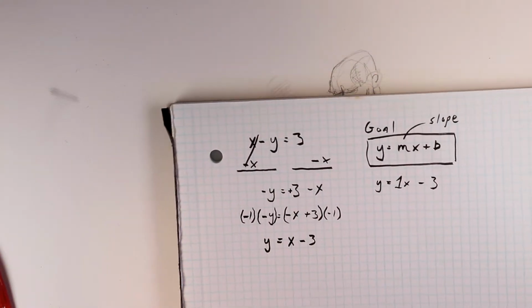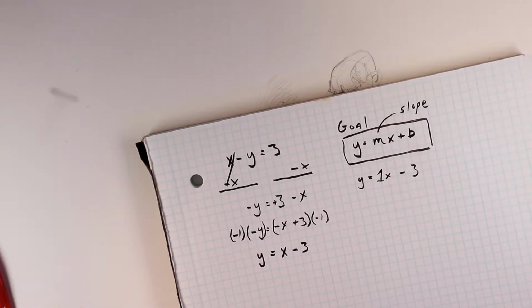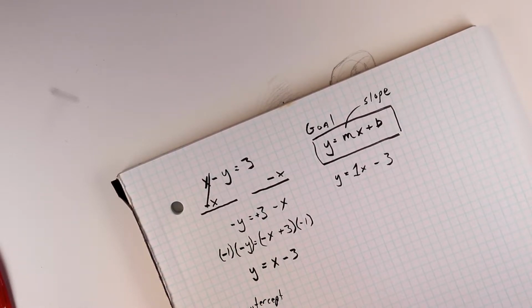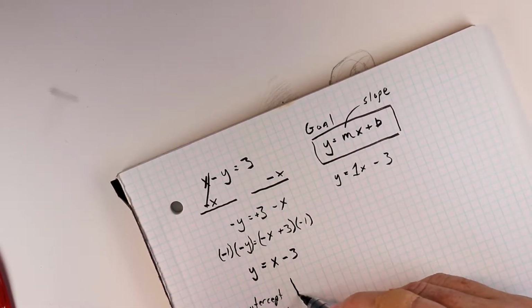Okay, so back to our equation. So what we want to do next is find the x and the y intercept. So I'm going to do x-intercept, and then y-intercept. And I like to create these little boxes.